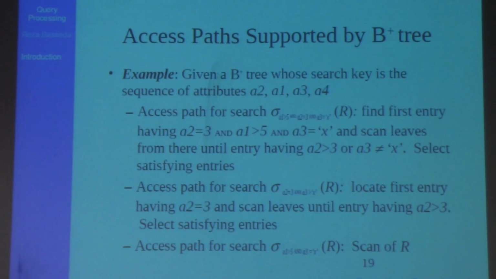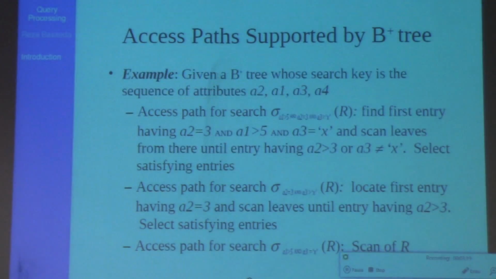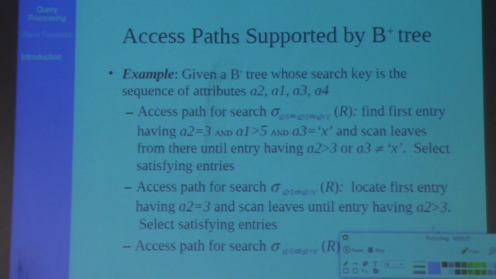So suppose that you have this type of query. You are looking for all the records from the table where A1 is greater than 5, A2 is equal to 3, and A3 is equal to X. So how do you search it? How do you find all of the records matching this condition?